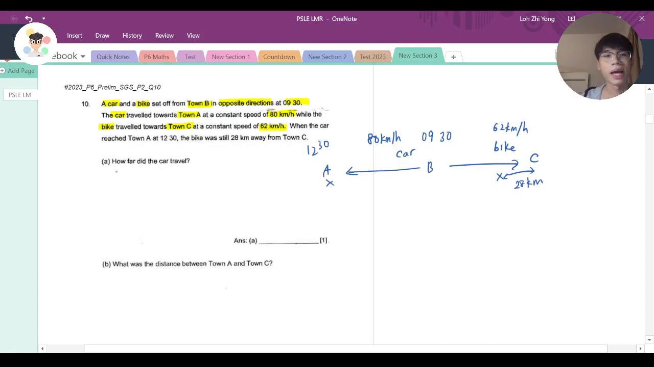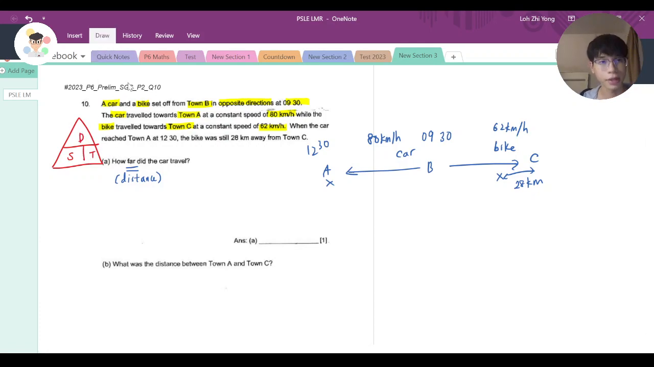Now, how far did the car travel? How far basically means what? The distance. Now let's look at this. The first most important thing to draw is this triangle: speed, distance, and time. So in order to look for the distance the car traveled, I must have what? Speed and time. My speed is given here, 80 km per hour. But what is the time? Again here, 9:30 to 12:30. So the first thing is to look for the time.